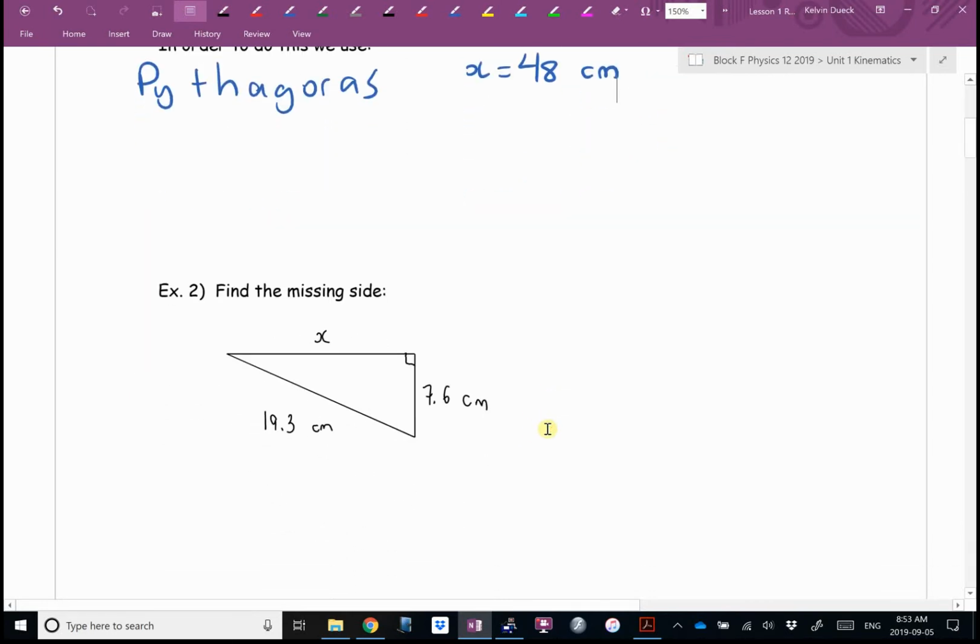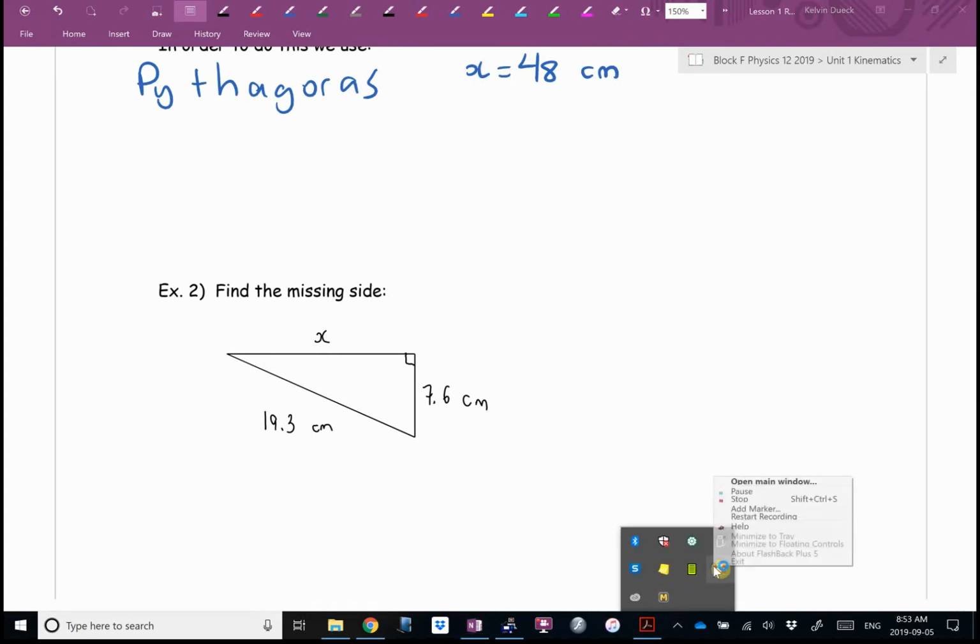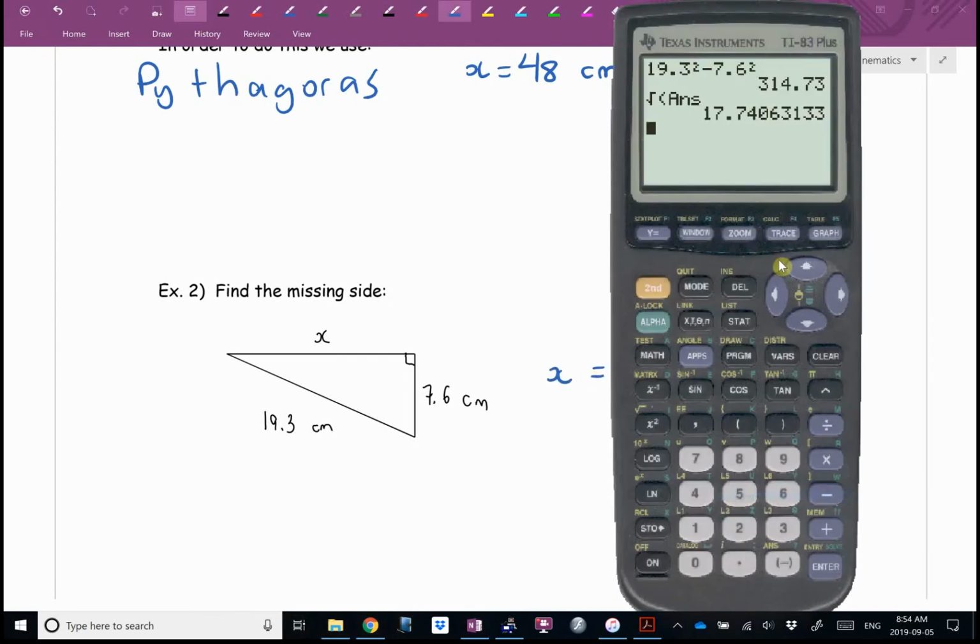This one probably won't work out evenly. Do example 2 on your own. Find the missing side. 17.74, blah, blah, blah. I know you're having a little deja vu.